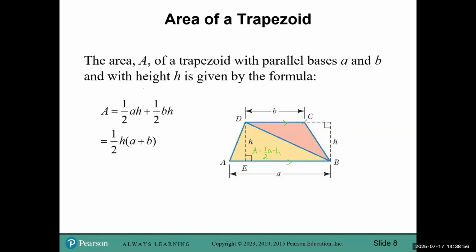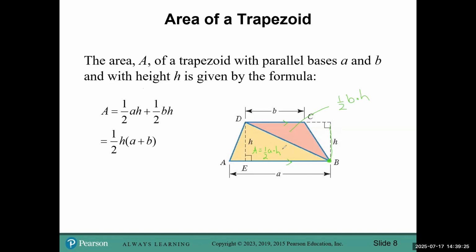And then if you think about this orangish colored triangle, and if I am using side DC for my base, and I want to go from the opposite vertex and drop a perpendicular, notice that I have to extend this line out here to get this height. So the area of this is going to be 1/2 the base B times the height H.